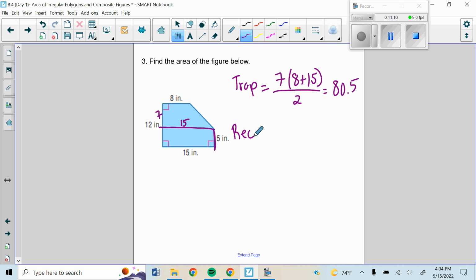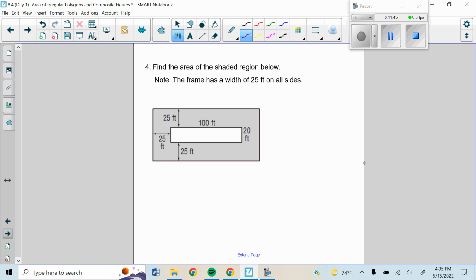And then my rectangle, I'm just going to take 5 times 15, and that's 75. So now I'm going to go ahead and add those two together, and you get 155.5 inches squared. And that's exactly the same thing I got when I broke it apart into two rectangles and a triangle. But I would say break it into the least amount of shapes that you need, because that makes it a little easier.